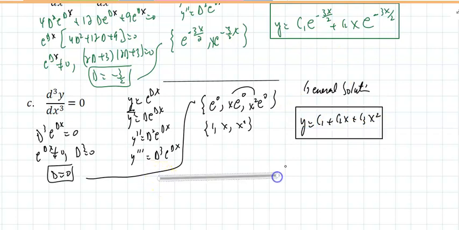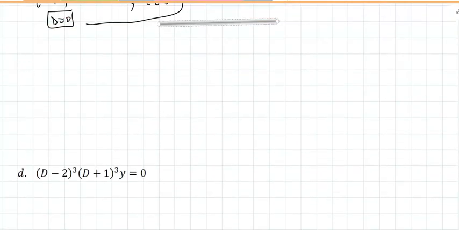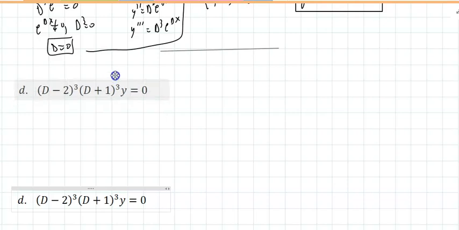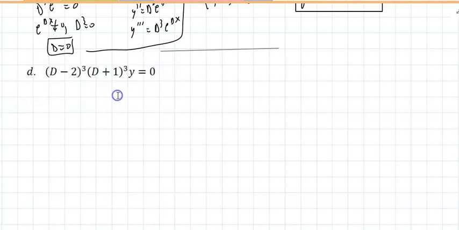The idea is fairly simple. Now, what if I have multiple of those? That's not a problem. If they give me the equation like that, we say, okay, well, d equals 2 multiplicity 3 and d equals negative 1 multiplicity 3. Oops, they're both 3. I meant to do one of them, that's okay.